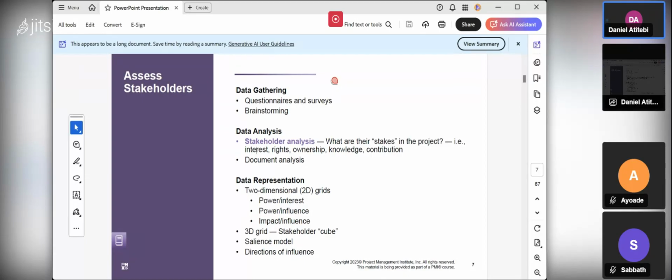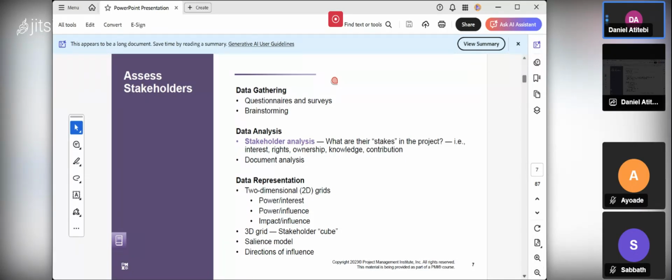So after the analysis of the data or the requirements, what do you do? You represent it with a diagram, a graphical representation. All these things you are doing will help you to assess the stakeholder, to know how you are going to relate with them, how you are going to work with them, how you are going to know their interests. You understand me? So then you can use data representation to do that. Here we have what they call a two-dimensional grid. We are going to show you later. This is the way you can represent the information you gather from the stakeholder.